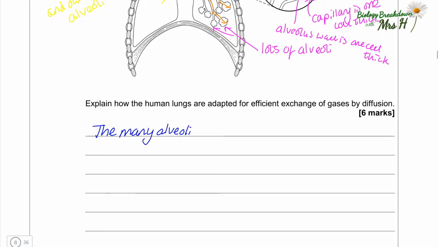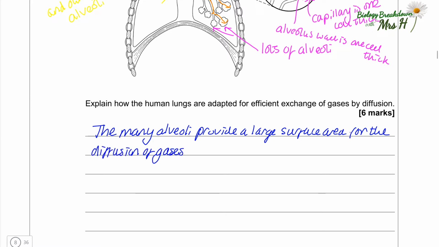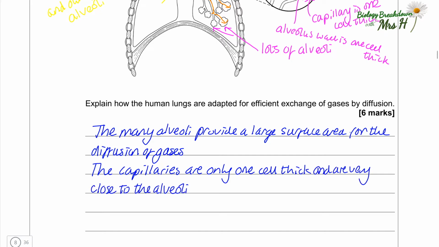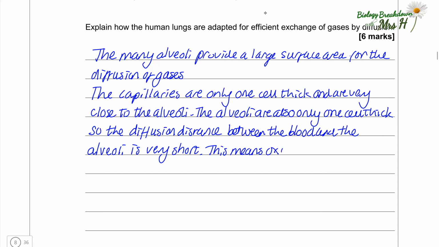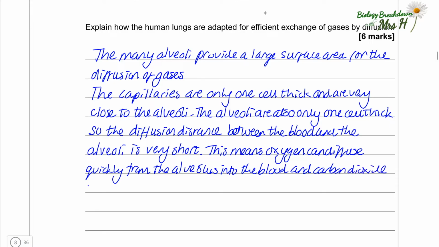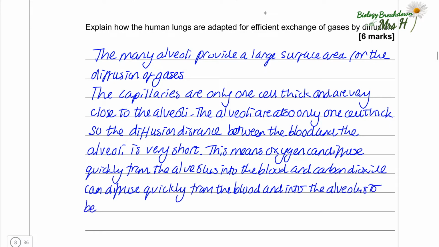So the many alveoli provide a large surface area for the diffusion of gases. Nice key terms there. The capillaries are only 1 cell thick and are very close to the alveoli. The alveoli are also only 1 cell thick, so the diffusion distance between the blood and the alveoli is very short. This means oxygen can diffuse quickly from the alveolus into the blood, and the carbon dioxide can diffuse quickly from the blood and into the alveolus to be breathed out.